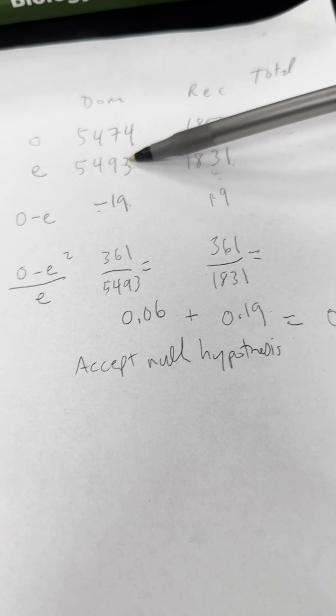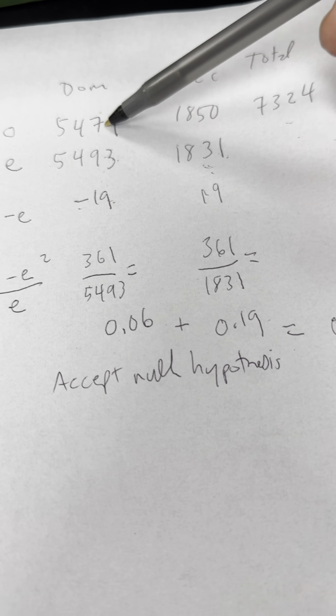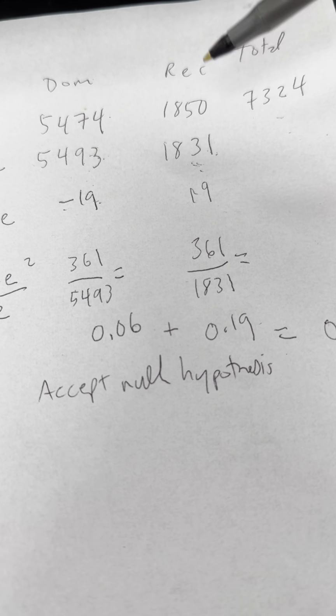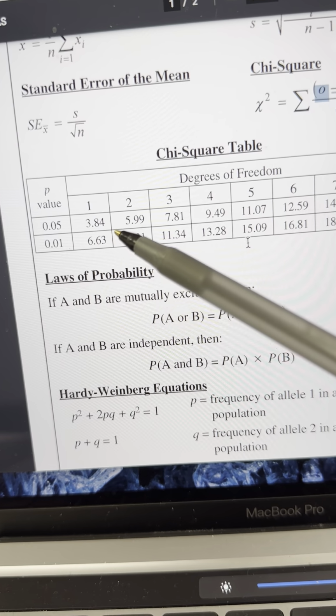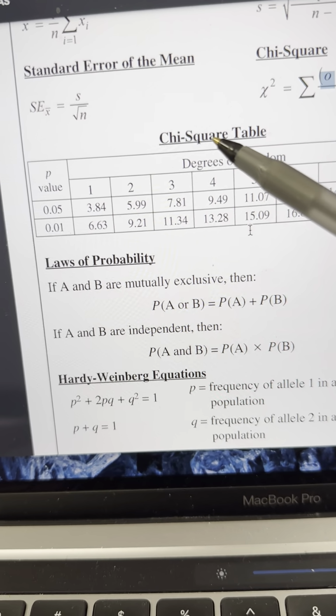This is coming out as a 3-to-1 ratio, even though it's not exactly what I expect. It's very, very close, and that is reflected in an extremely low chi-square value, a value that is far under the critical value from the degrees of freedom table here, or chi-square table. So that's how you do seed shape.